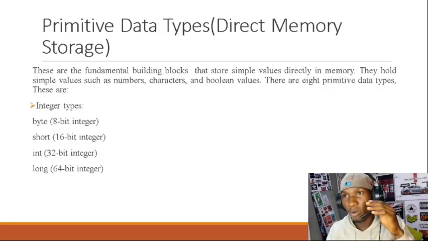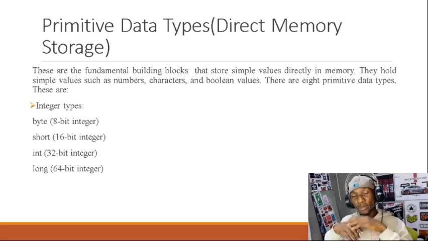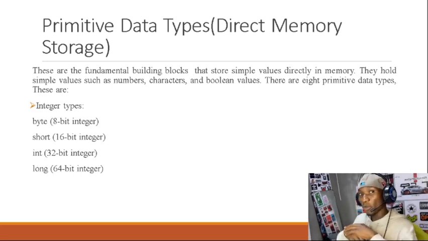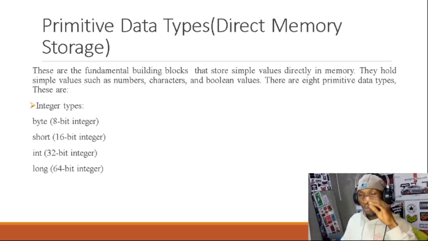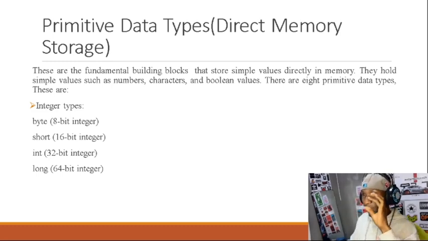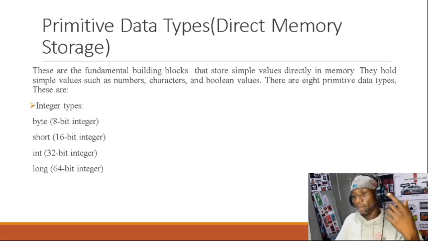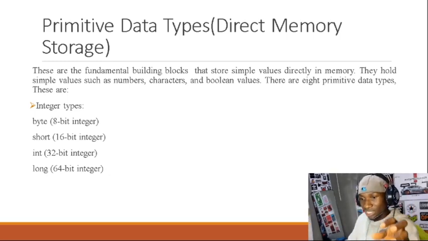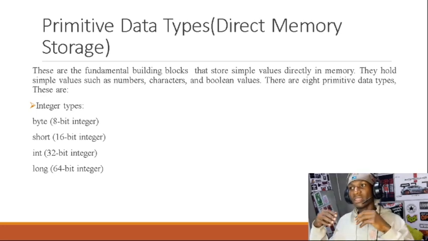I would like to talk about what the primitive data type is. The primitive data type, another name people call this is the direct memory storage. This is because the data is stored directly in the memory. The primitive data types are the fundamental building blocks that store simple values directly in the memory. They hold simple values such as numbers, characters, and Boolean values.